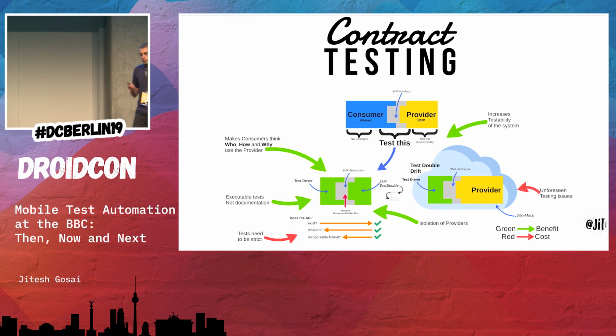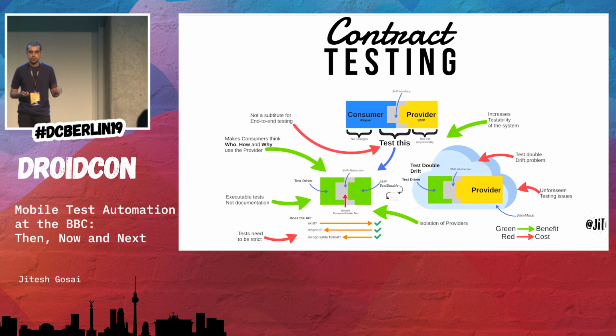There's also a problem known as test double drift. Because you're using a test double, there's a chance that your provider actually changes from what your test double is. So how do you address this? Very simply, you've got your SMP abstraction, you've got your test driver, and then you've got your provider, and you test against that. Again, using YMock to mock out any backends.